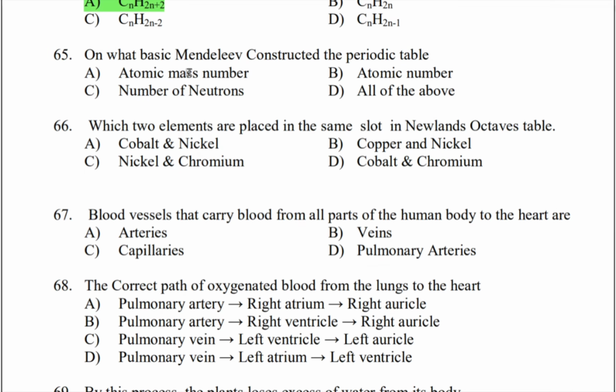Students, if you have seen my live session, it will be very easy to answer these questions. On what basis did Mendeleev construct the periodic table? It is based on atomic mass. Therefore, the correct answer is option A.